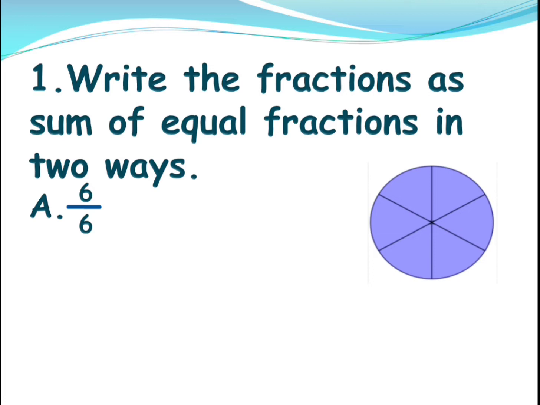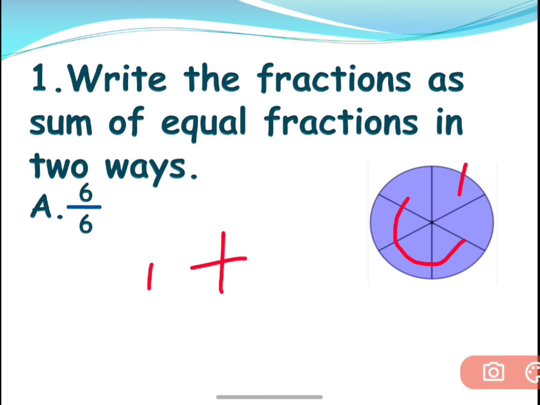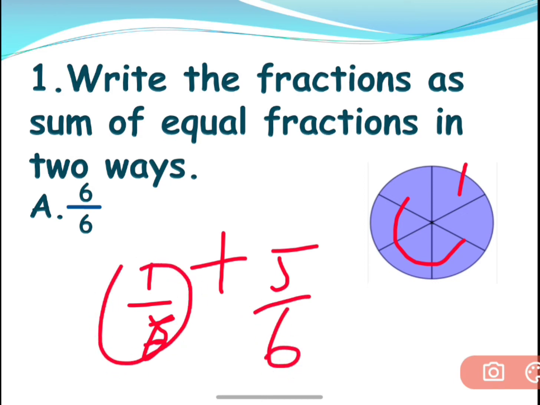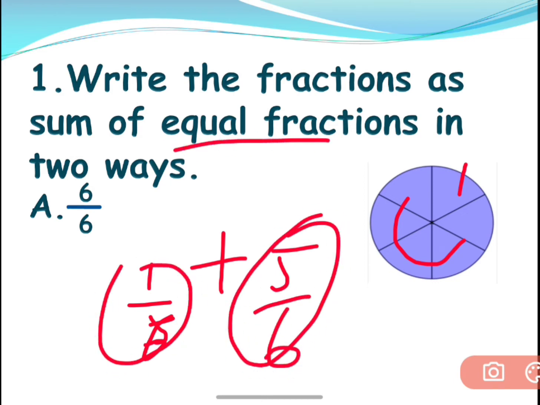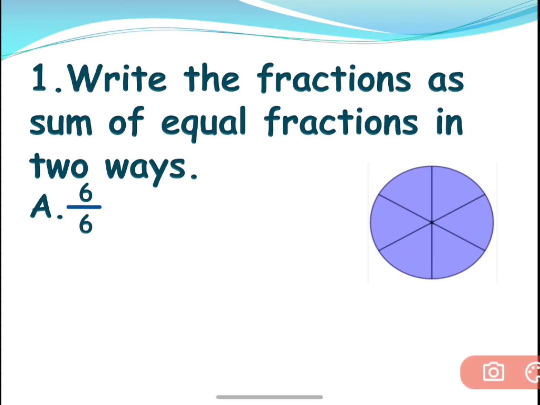Now 6 by 6. Here it is a circle which is divided into 6 equal parts, and all parts are shaded, colored. If you see, children, sum means addition, that means you have to do the plus. For equal fractions, if you take one part, the other parts will be 5. That means you will get 1 by 6 and 5 by 6. These are not equal fractions, isn't it, children? But we have to do equal fractions. Yes. Now let's go with 2.